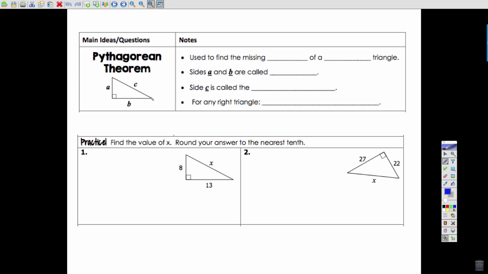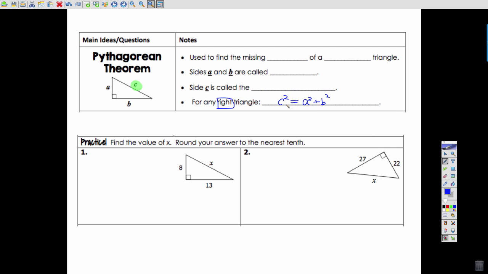legs are A and B and the hypotenuse is C. So the theorem states that for any right triangle, there's this relationship that's c squared equals a squared plus b squared. It's really important to note that it doesn't matter how you label a and b. They both are legs, but c has to be the hypotenuse, which is the longest side of a right triangle.